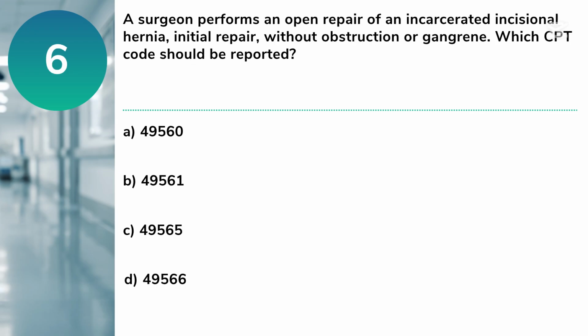Question 6. A surgeon performs an open repair of an incarcerated incisional hernia, initial repair, without obstruction or gangrene. Which CPT code should be reported? A. 49560. B. 49561. C. 49565. D. 49566.